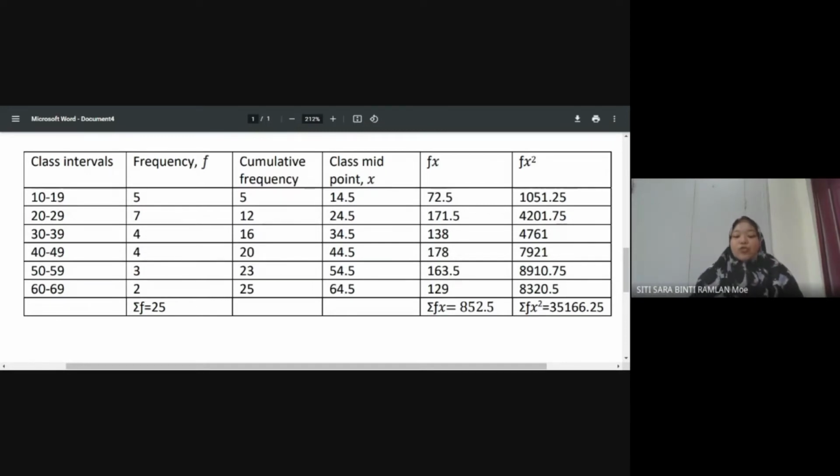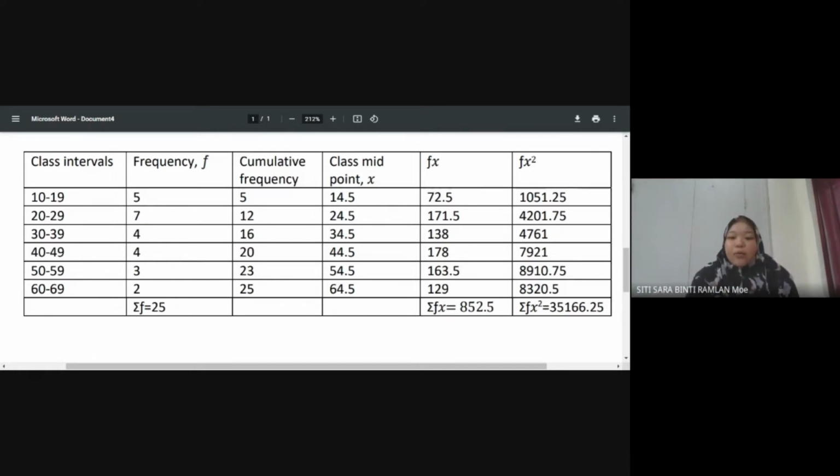Next, we need to calculate the class midpoint. The formula of class midpoint is upper limit plus lower limit divided by 2. For example, for the first class interval, 10 plus 19 divided by 2, we get 14.5. It is for the first class interval and the same goes for the other classes.